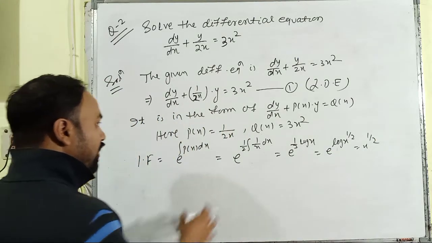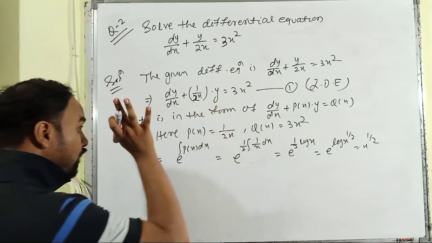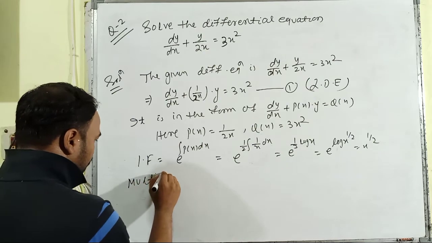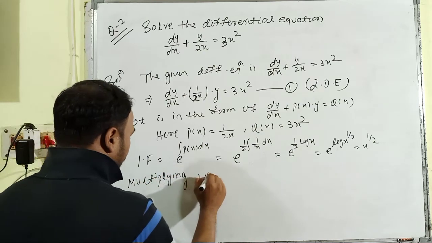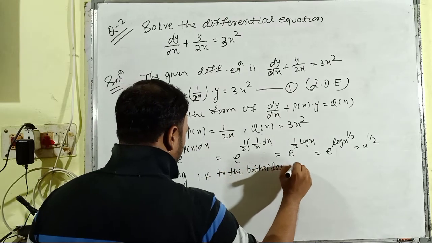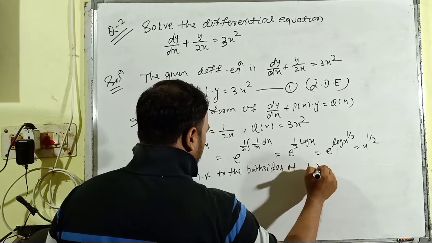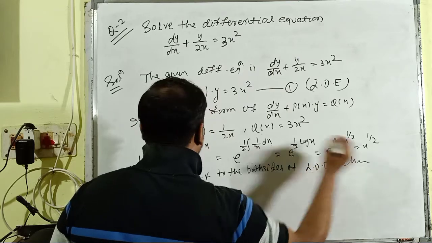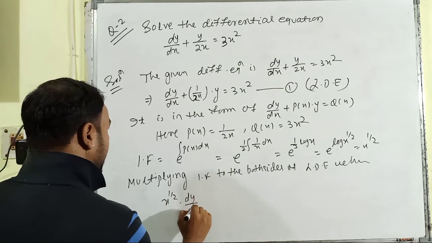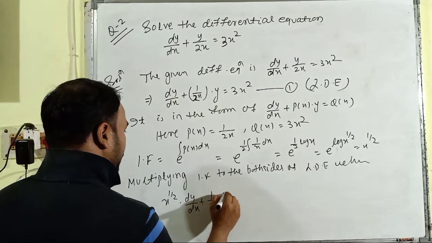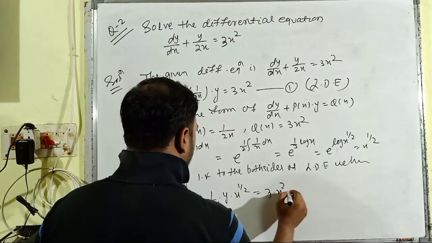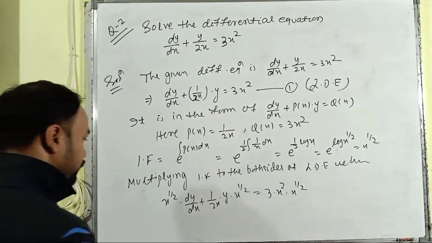Then we have to multiply this integrating factor to both sides of the linear differential equation. Multiplying the integrating factor to both sides of the linear differential equation, we have to multiply it: x to the power 1 by 2 dy upon dx plus 1 upon 2x into y into x to the power 1 by 2, and it is 3 into x square into x to the power 1 by 2.